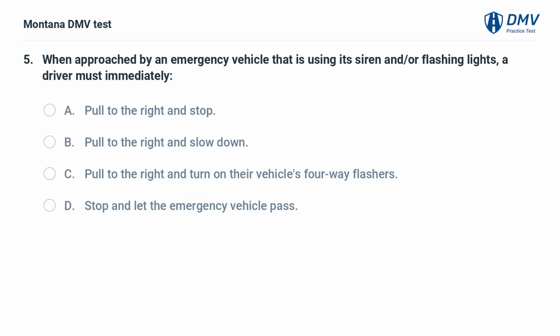When approached by an emergency vehicle that is using its siren and/or flashing lights, a driver must immediately A. Pull to the right and stop. B. Pull to the right and slow down. C. Pull to the right and turn on their vehicle's 4-way flashers. D. Stop and let the emergency vehicle pass.